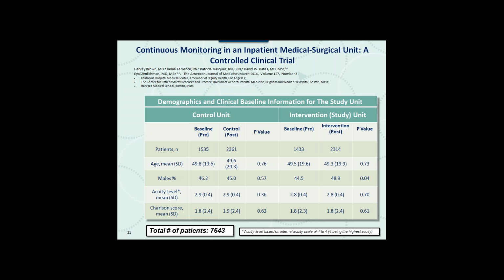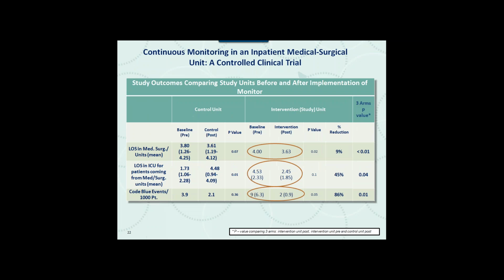We did a controlled trial to look at this. It was done at a small hospital in Los Angeles. There were roughly 7,000 patients that were included, and here are the findings from the American Journal of Medicine. The length of stay in the unit fell 9%. The length of stay in the ICU for patients who were coming from medicine and surgery fell 45%. And the number of code blue events, or times that the patient actually had an arrest, fell 86%.